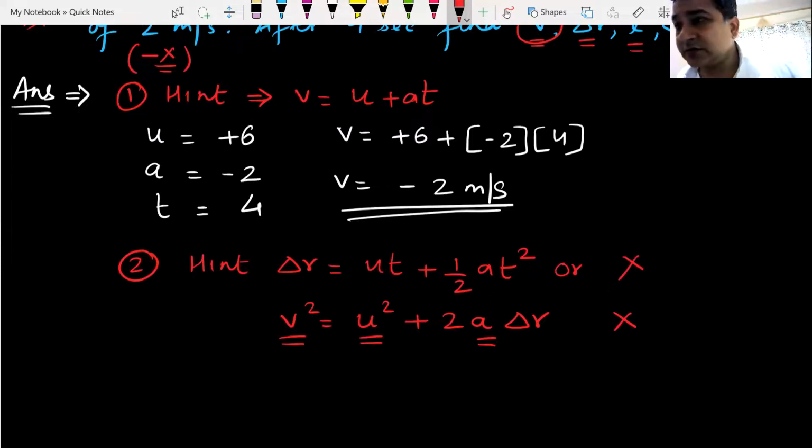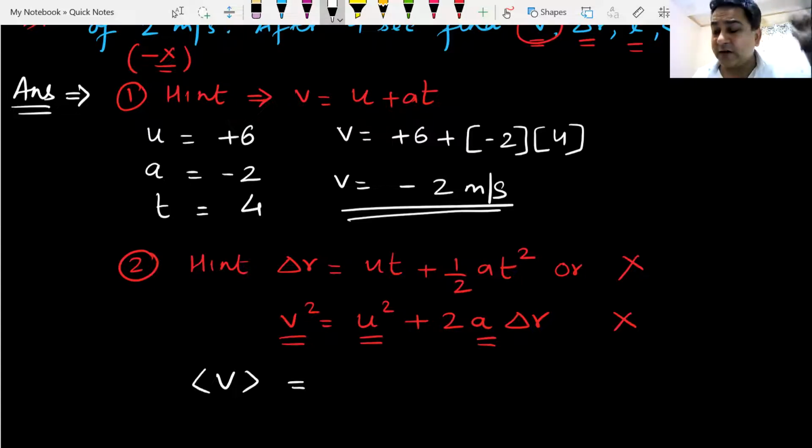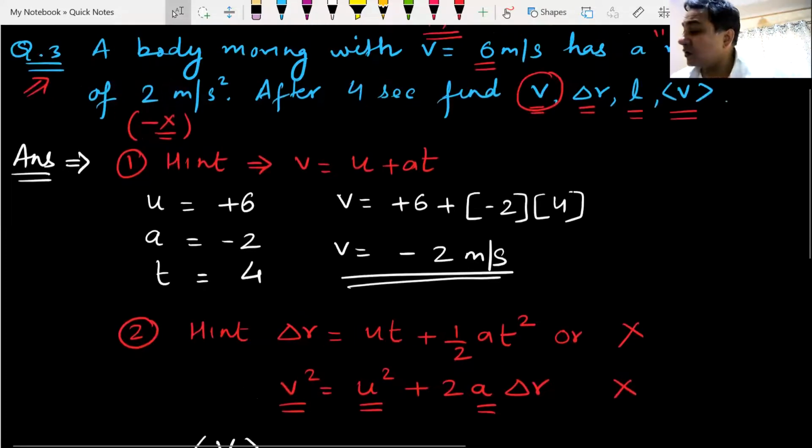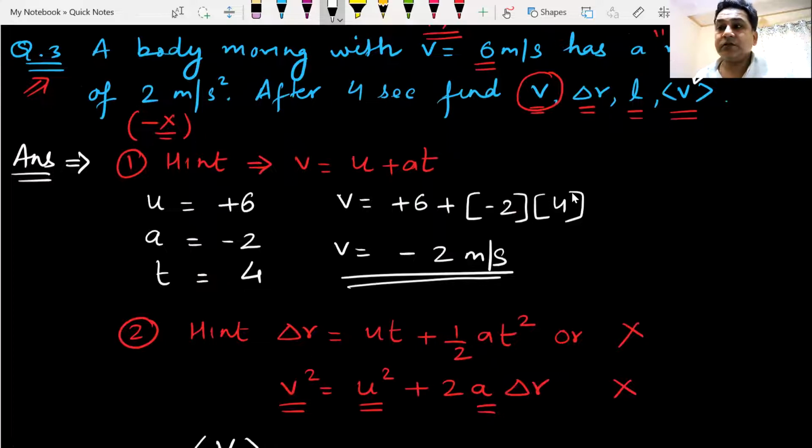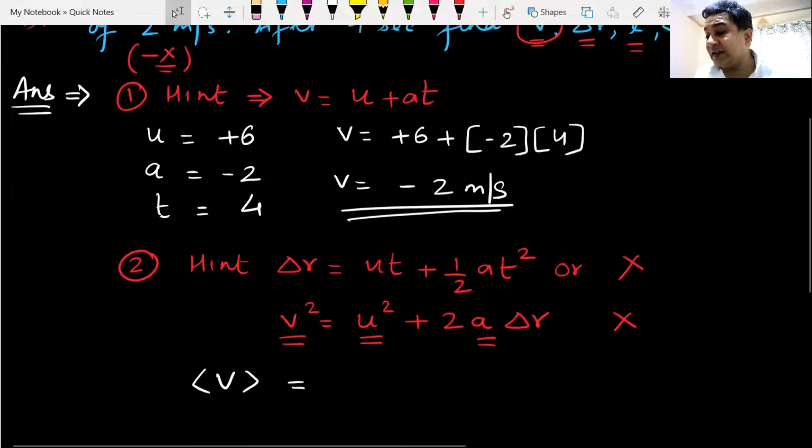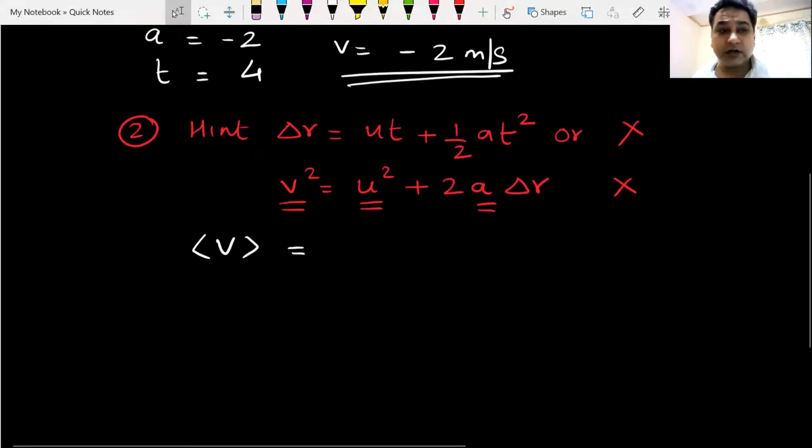I will use my favorite. Which is my favorite? First I will find out V average. So I'm doing it in a third way, which I want you to also understand and remember always. How will I find out V average? As you can see in the question, there is also question number 4, where you have to find V average. I want you to insist on this V average because it is very simple and very elegant. You will see that this V average is going to help you a lot.